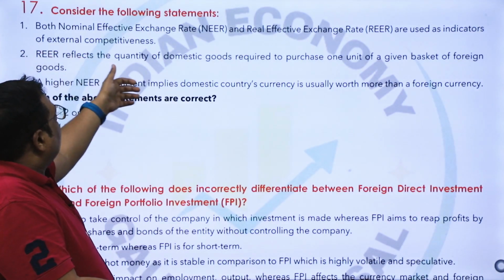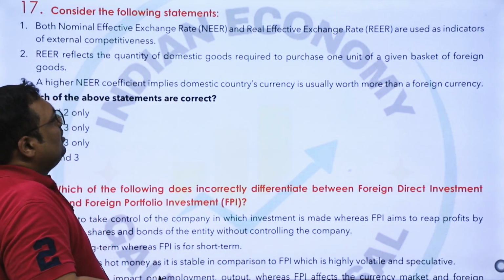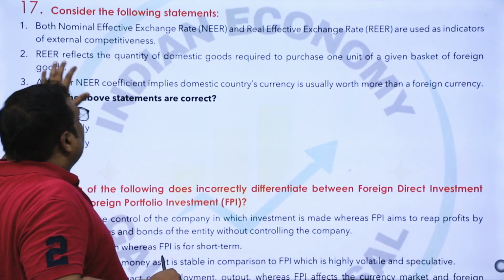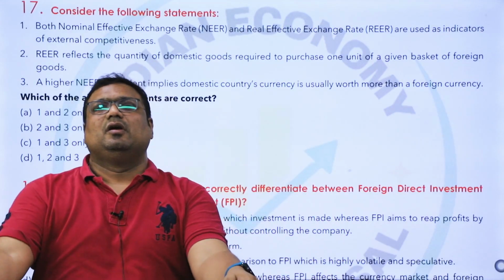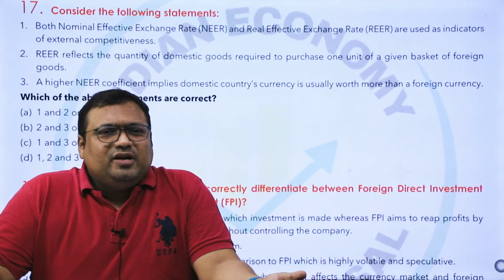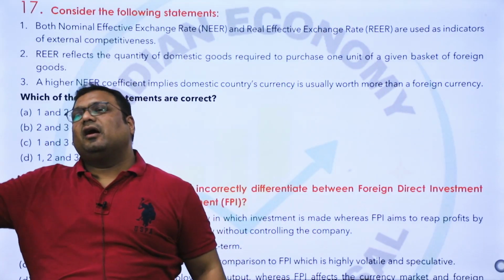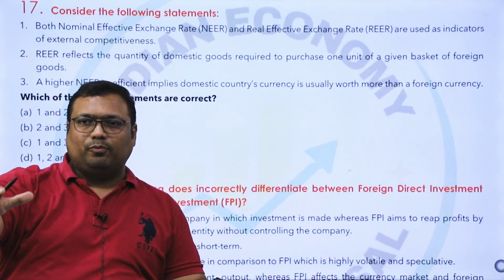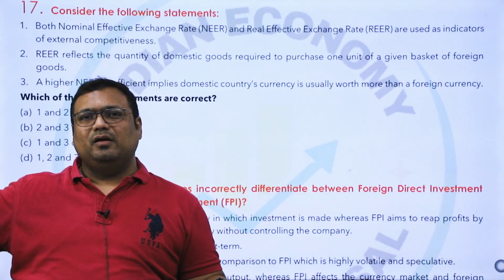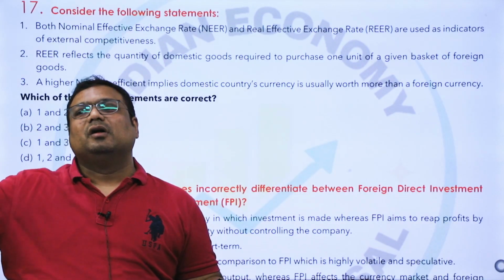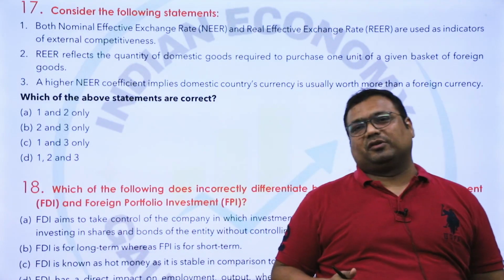Second, it reflects the quantity of domestic goods required to purchase 1 unit of a given basket of foreign goods. That is correct. REER is basically the real exchange rate, so it is not based upon the idea of currency to currency. It is based upon how much products I need to give in order to get a product from abroad. For example, if REER increases, that means REER appreciates, and for the same amount of products I have to export less now. And if REER decreases, it depreciates. It means we have to export more products.